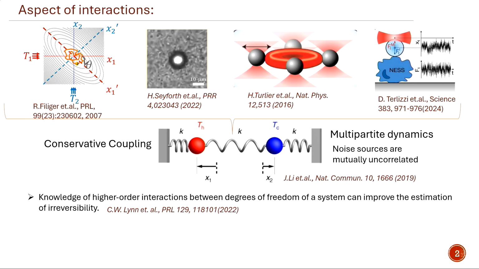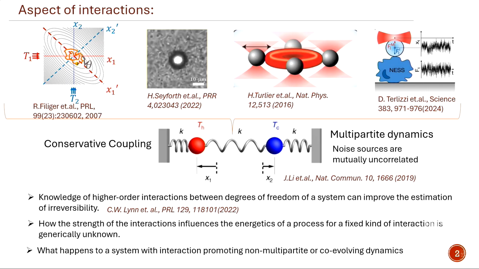But for a generic kind of interaction, there can be many kinds of interaction. What will happen if the strength of the interaction is enhanced? What will happen to the non-equilibrium characteristics? It is generically unknown. Or let's say you have a system where the noise sources are mutually correlated, giving rise to non-multipartite or co-evolving dynamics. In such a situation, the effect of interaction on promoting the non-equilibrium characteristics is typically unknown.